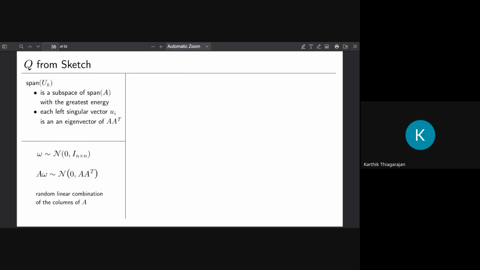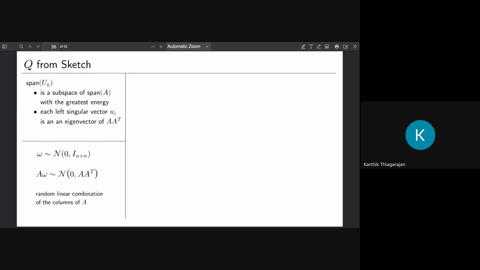So now how do we make use of that? If we keep sampling from this distribution, you can think of multiplying A by omega as nothing but drawing a point at random from this multivariate distribution with zero mean and AA transpose covariance. So what does this look like? It's a very small example to visualize this.